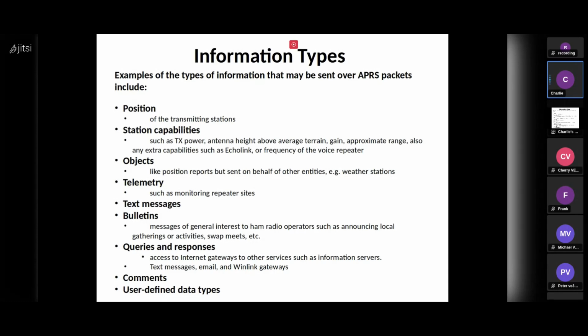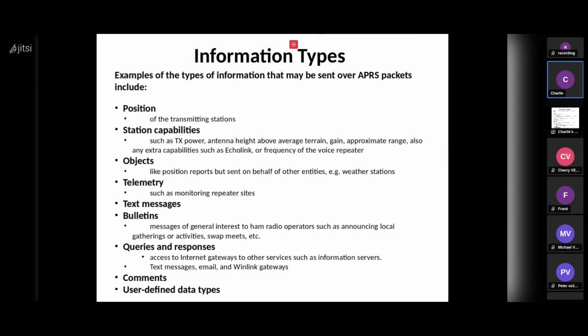The next type is an object packet. It's kind of like a position report, but it gets sent on behalf of other entities, like weather stations, which is the one that gets used a lot. You can have a telemetry packet. There are specific formats for telemetry information, and the example here is monitoring the repeater site. Right? Text messages would be another type of packet that fits in the information or comment field.